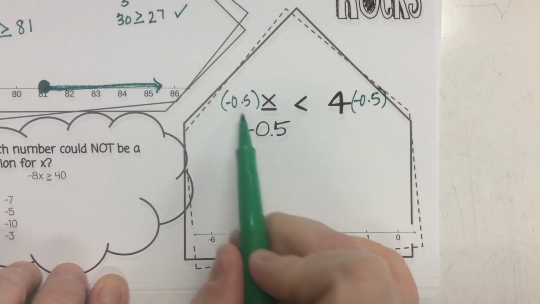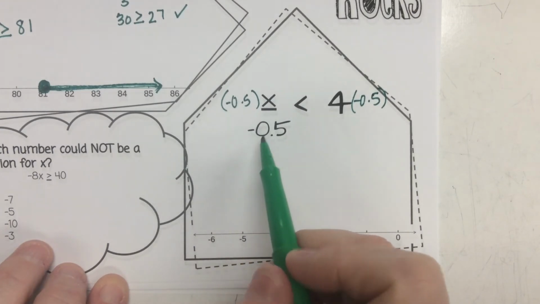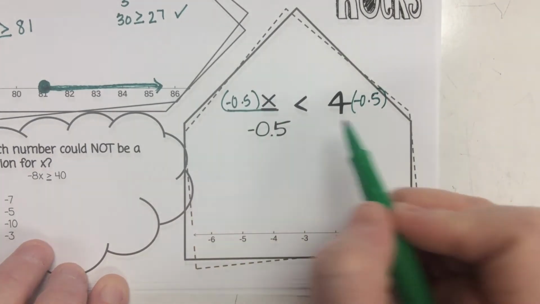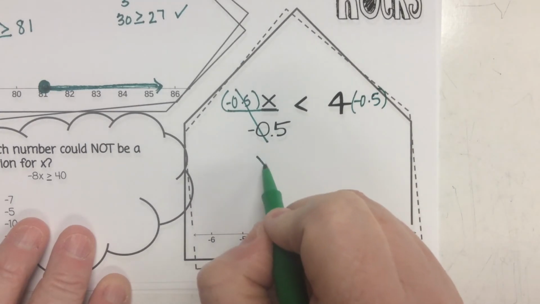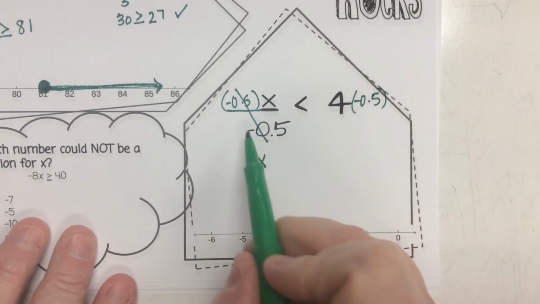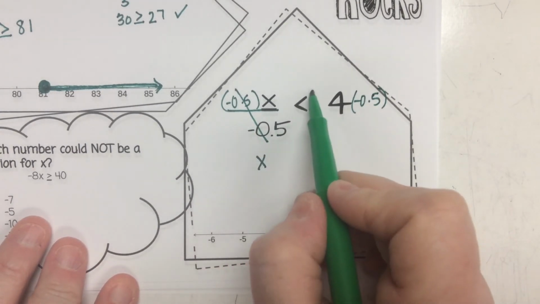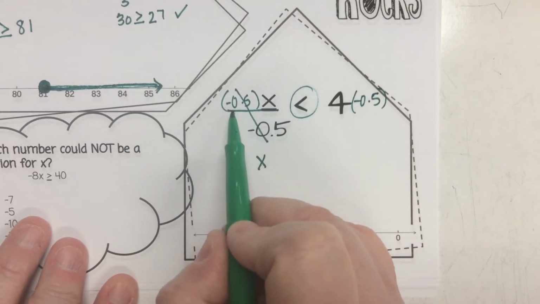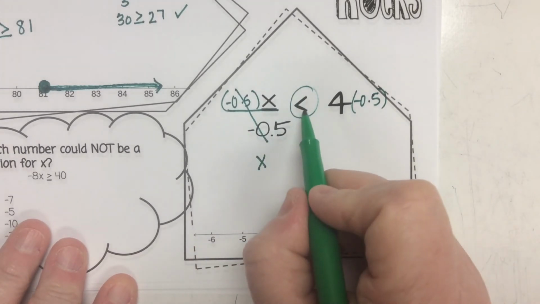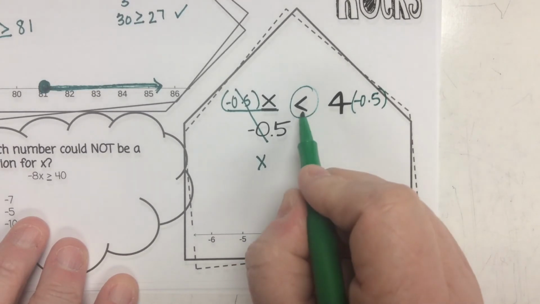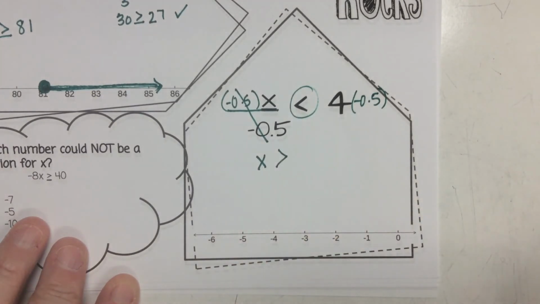Okay, so these two are the same. One's on top, one's on bottom of my fraction. It's just extended across here. We cancel them, so we have x, okay? But when I divided by that negative, when I multiplied by this negative here, that means I've got to flip this. Instead of less than, it becomes greater than.